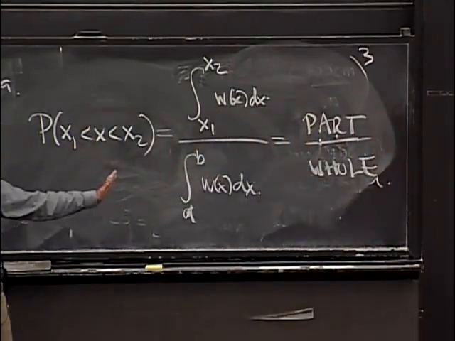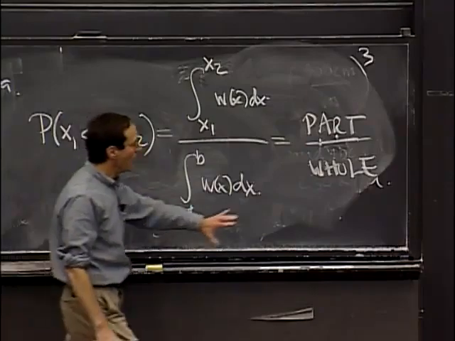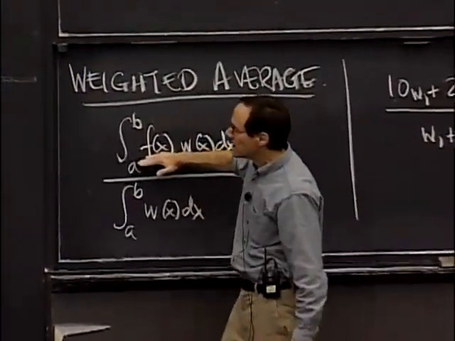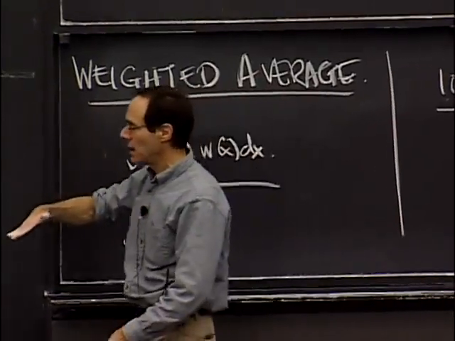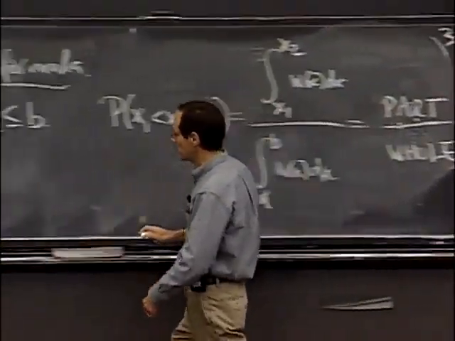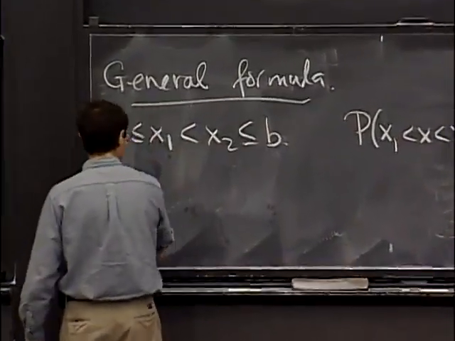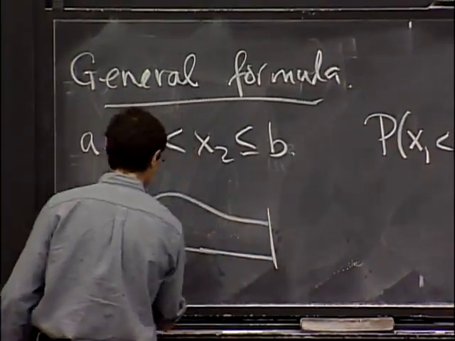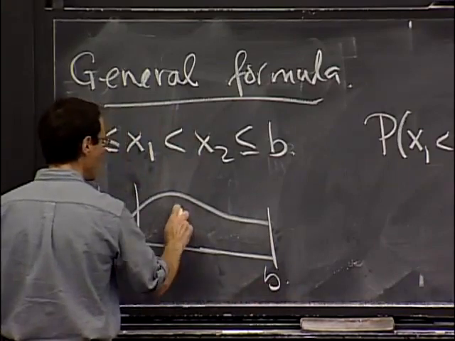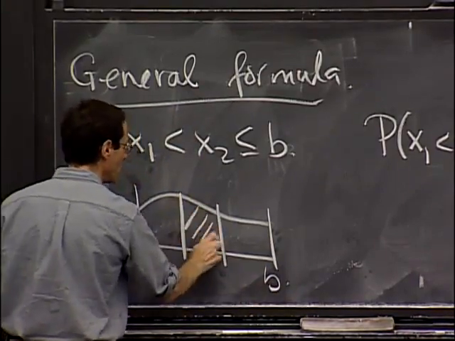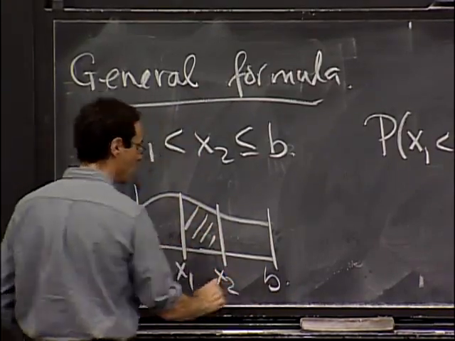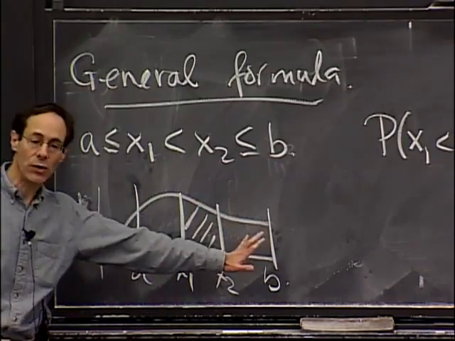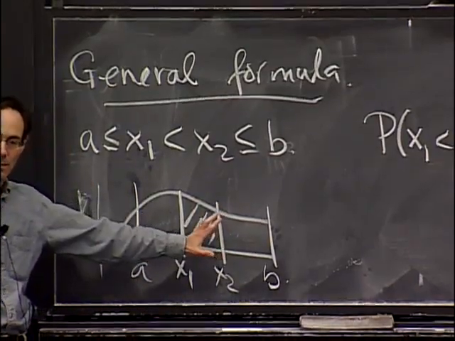And the relationship between this and the weighted average that we had earlier was that the function f of x is a kind of a strange function. It's 0 and 1. The picture, if you like, is that you have this weighting factor going from A to B. But then in between there, we have the part that we're interested in, which is between x1 and x2. And it's the ratio of this inner part to the whole thing that we're interested in.